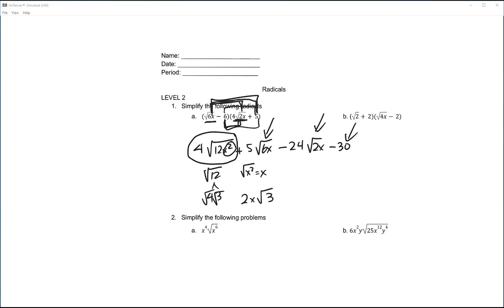And then what we have to do is multiply this by this 4 right here. So the final portion is 8x radical 3 minus 5 radical 6x minus 24 radical 2x minus 30. And that's all we can do. We can't do anything after that.